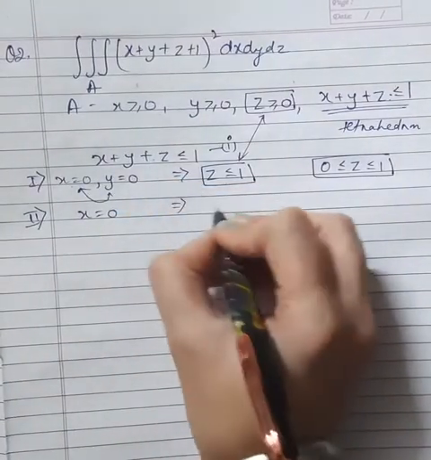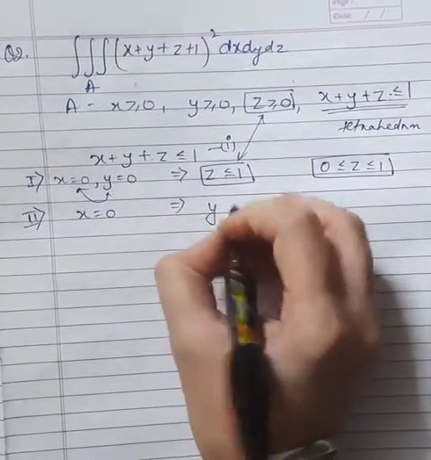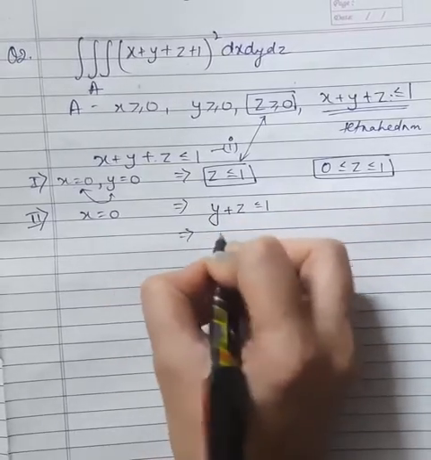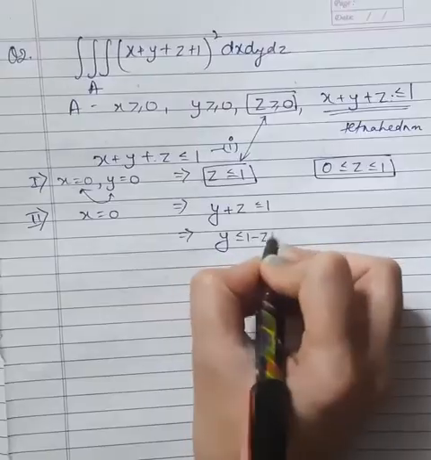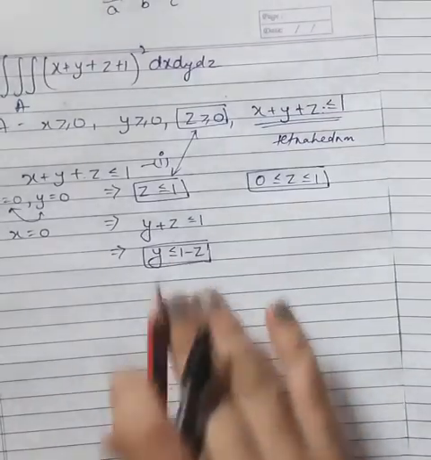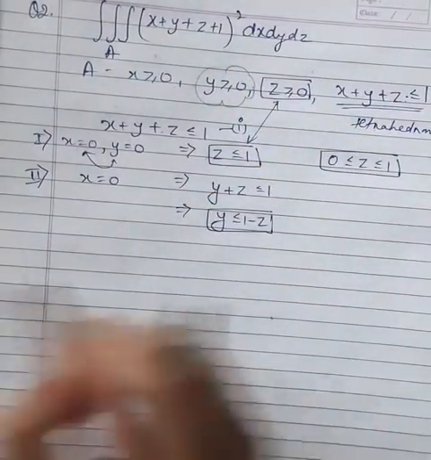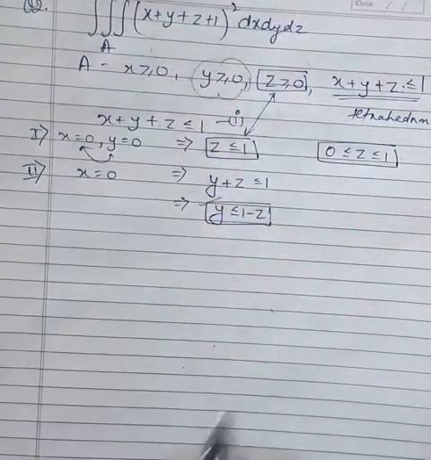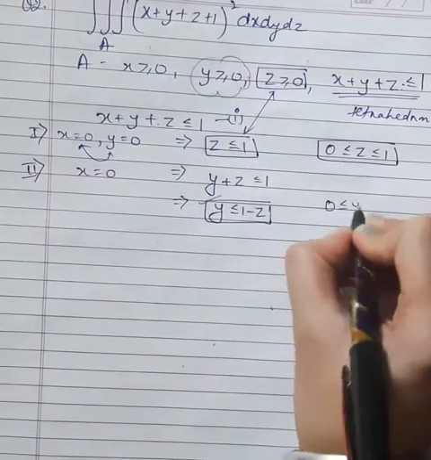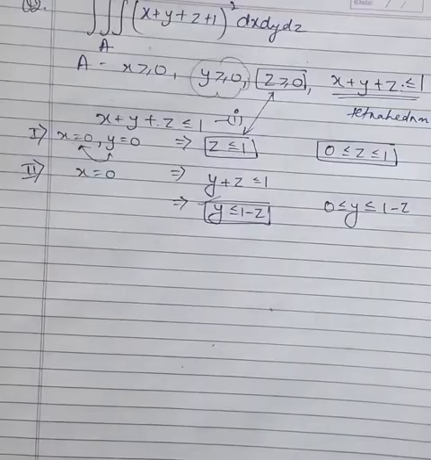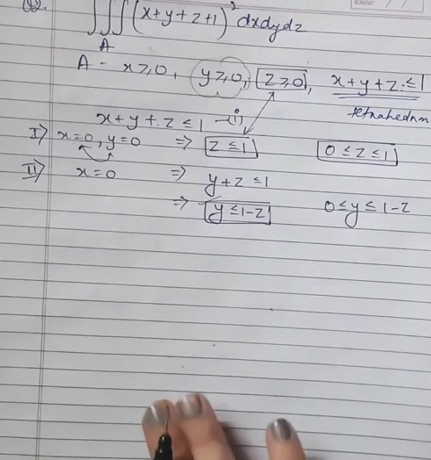So you will get from here, if I put x 0, y plus z less than equals to 1, which gives me y is less than equals to 1 minus z. अब आपके पास एक ये हो गया, y greater than 0 and y is less than 1 minus z. Combining, I got y lies between 0 and 1 minus z.